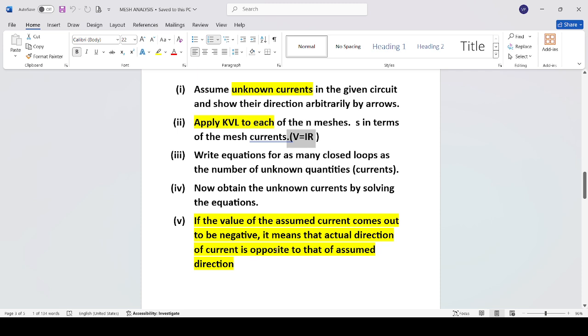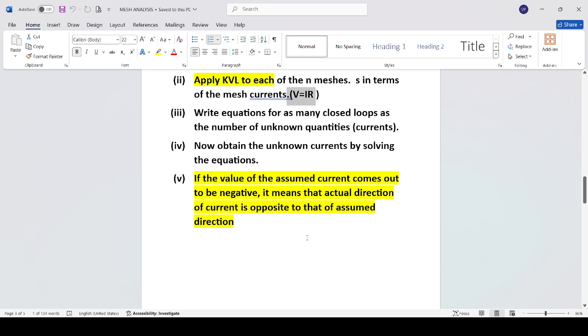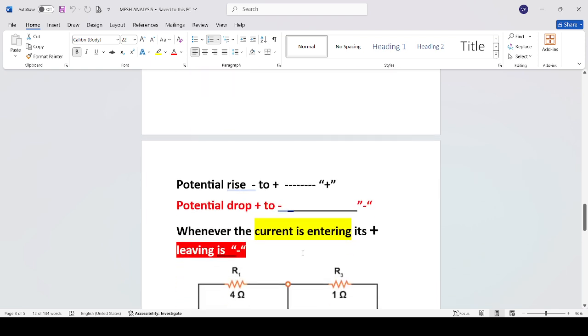If the answer is coming as negative, you should use this fifth point. If the answer is negative, you want to write that the actual direction is opposite to that of the assumed direction. For example, if the answer is negative and you have chosen clockwise direction, you need to write that if you had chosen anti-clockwise, the answer will be positive. So these are the fundamental steps you should know to solve the mesh analysis problem. So this is the basic concept you should know.